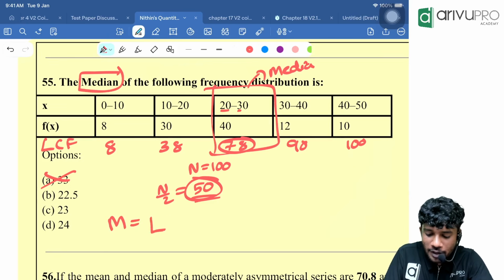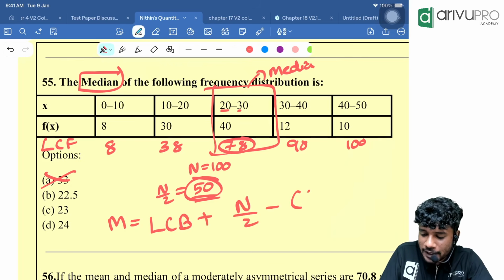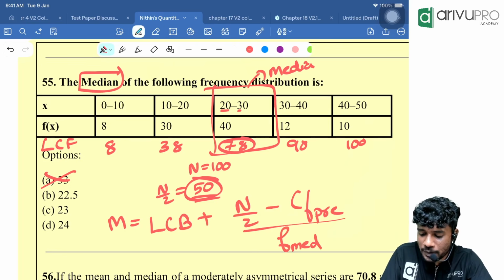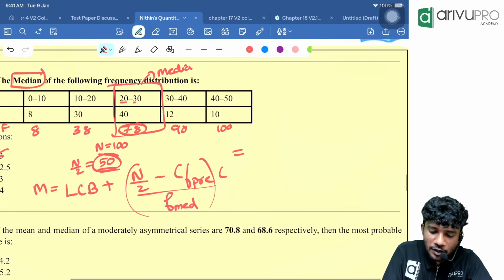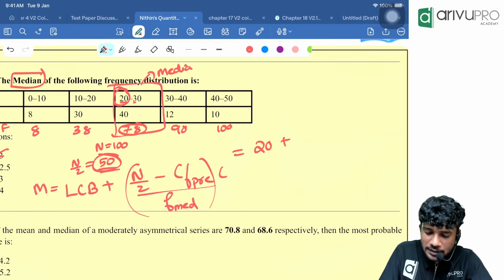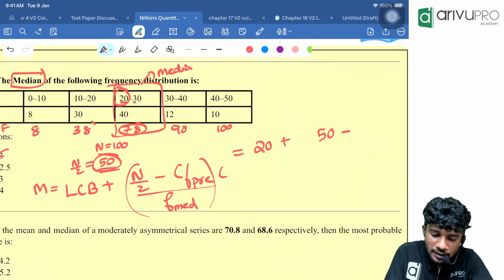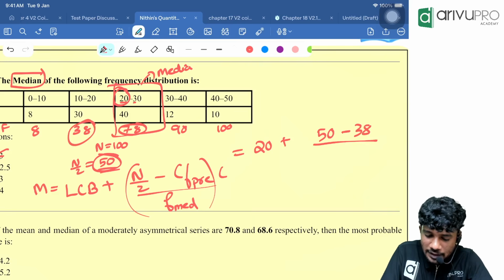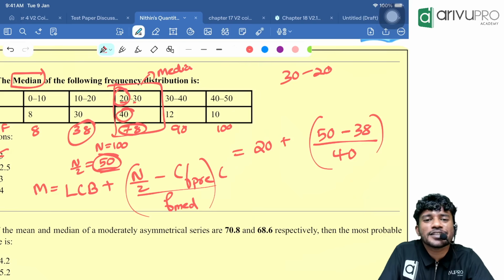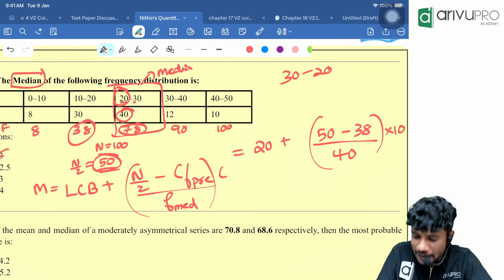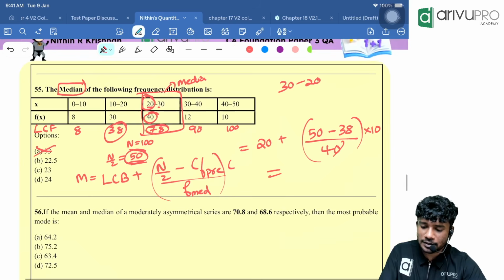What was the formula? Lower class boundary plus n by 2 minus cumulative frequency of previous divided by frequency of median class into C. Substitute the values, get me the answer. Lower class boundary is 20 plus n by 2 is 50. Cumulative frequency of previous is 38 divided by frequency of this class is 40. Then multiplied with class length. 30 minus 20 is how much, people? That is 10. How much is the final answer you are getting? Tell me.